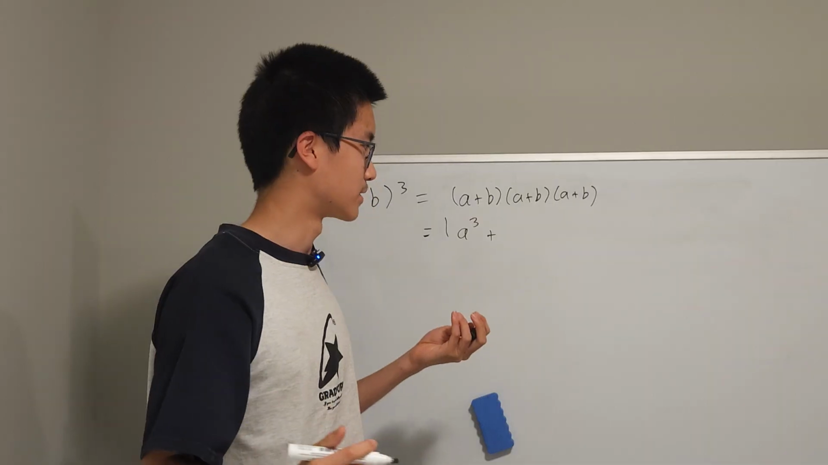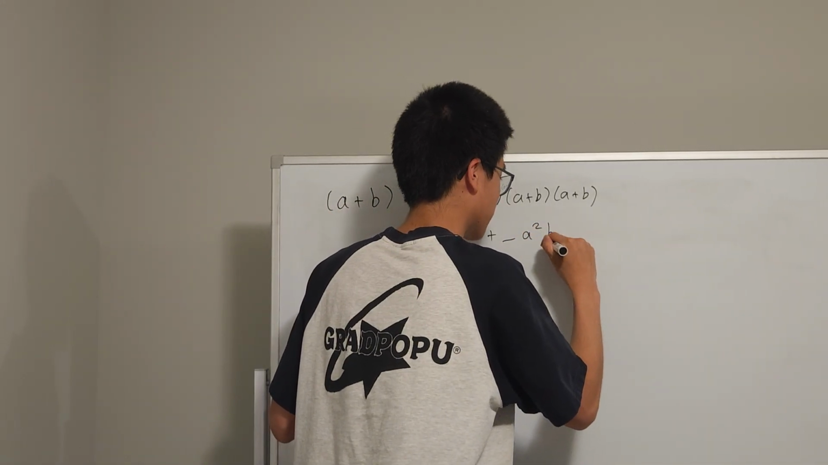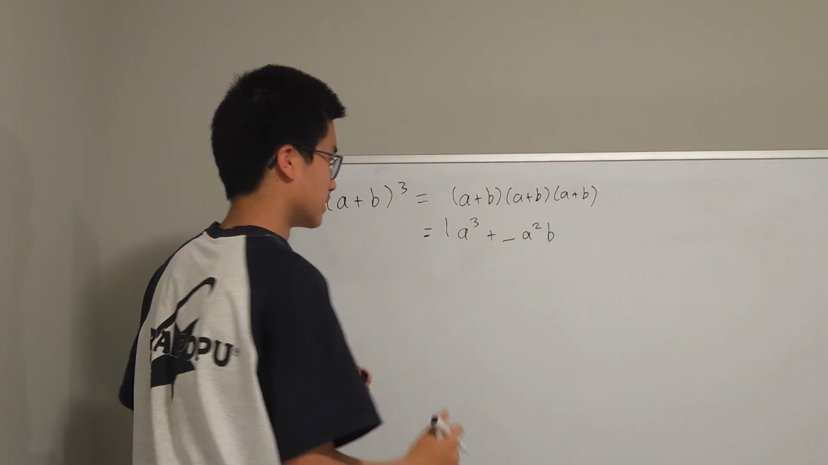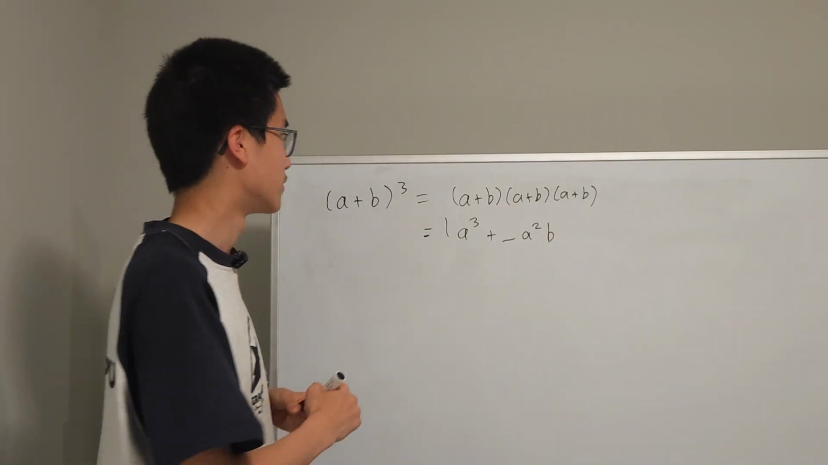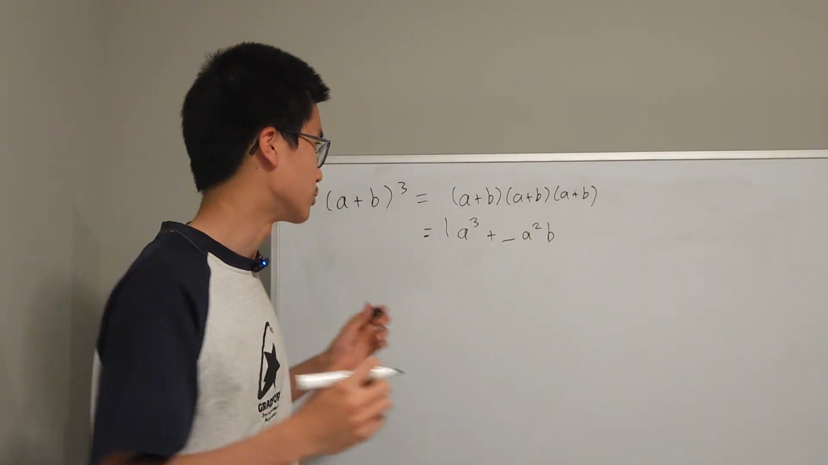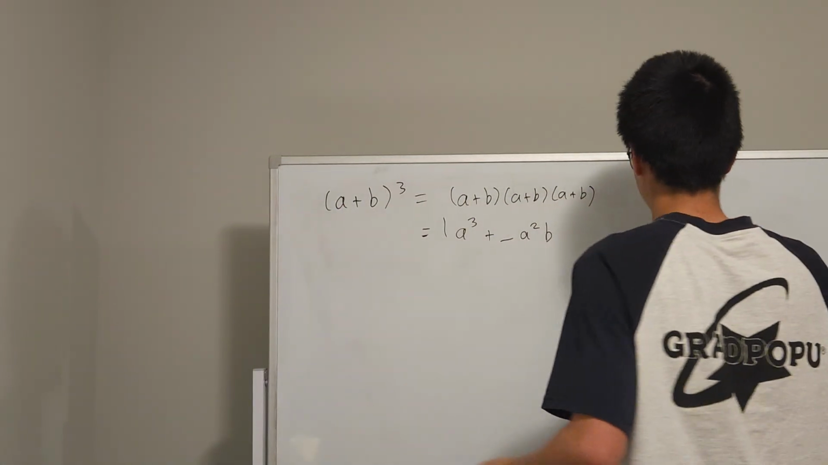And next, you'll probably notice that there's an a squared times b term. So if I want to get a squared times b, how do I do this? Well, there are actually 3 ways to do this. So I think I'll pull this out right here.